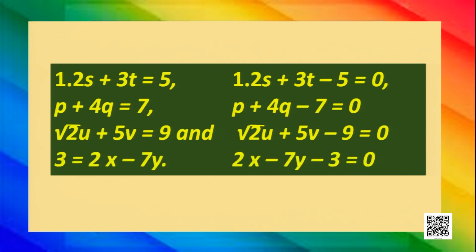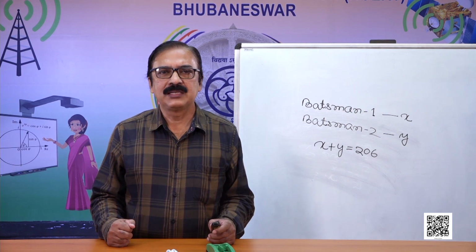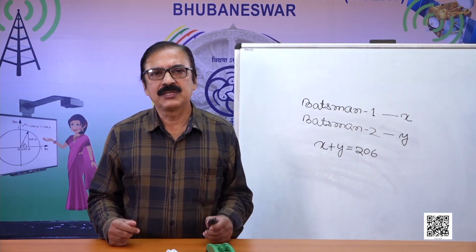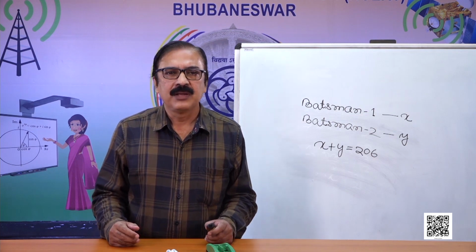Now the last one, we can rearrange 3 equal to 2x minus 7y in standard form as 2x minus 7y minus 3. So what is a here? A is 2, b is minus 7 and c is minus 3. Now let's see some other types of equation and how to represent them in general form.